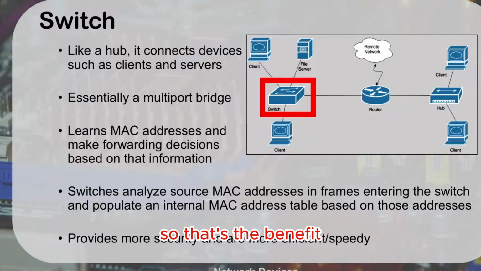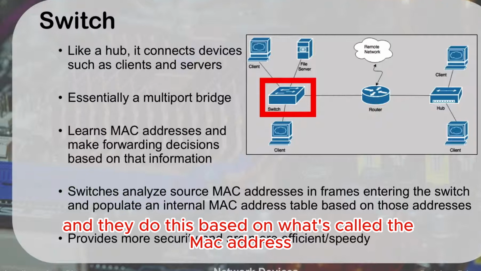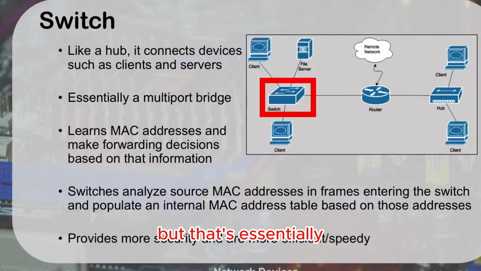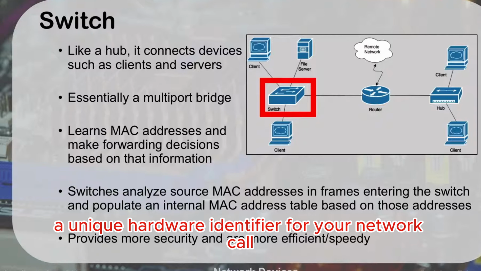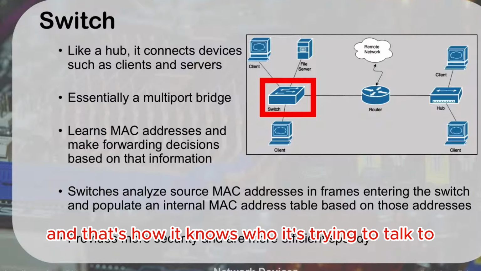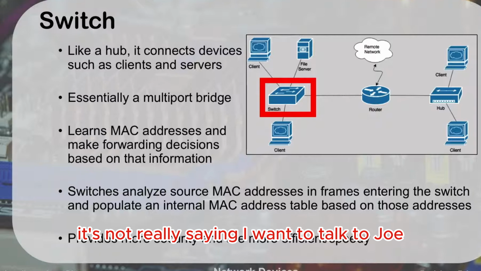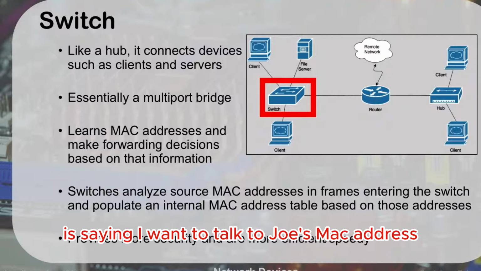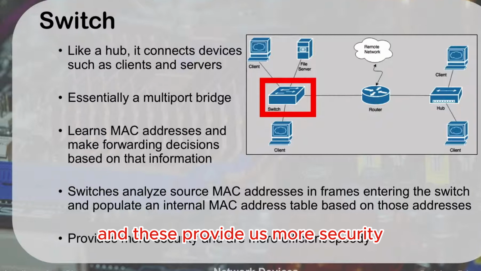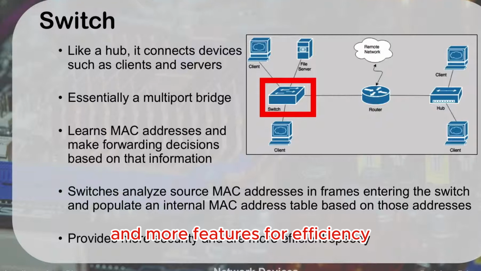So that's the benefit. And they do this based on what's called the MAC address. We'll talk more about those later, but that's essentially a unique hardware identifier for your network card. And that's how it knows who it's trying to talk to. It's not really saying I want to talk to Joe, it's saying I want to talk to Joe's MAC address. And these provide us more security and more features for efficiency and speedy network access.